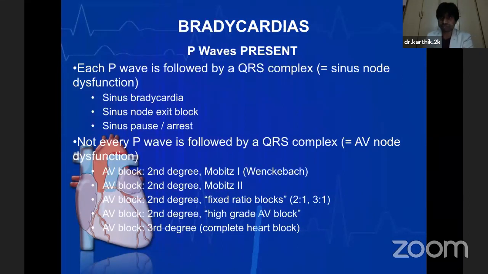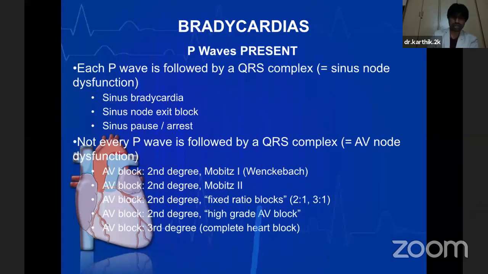If every P wave is followed by a QRS complex, then the answer is very simple. It could be just a sinus bradycardia or the other diagnosis as mentioned before. But if every P wave is not followed by a QRS complex, or if there is a pattern where some P waves are not followed by a QRS complex, then it helps you arrive at some of the diagnoses.